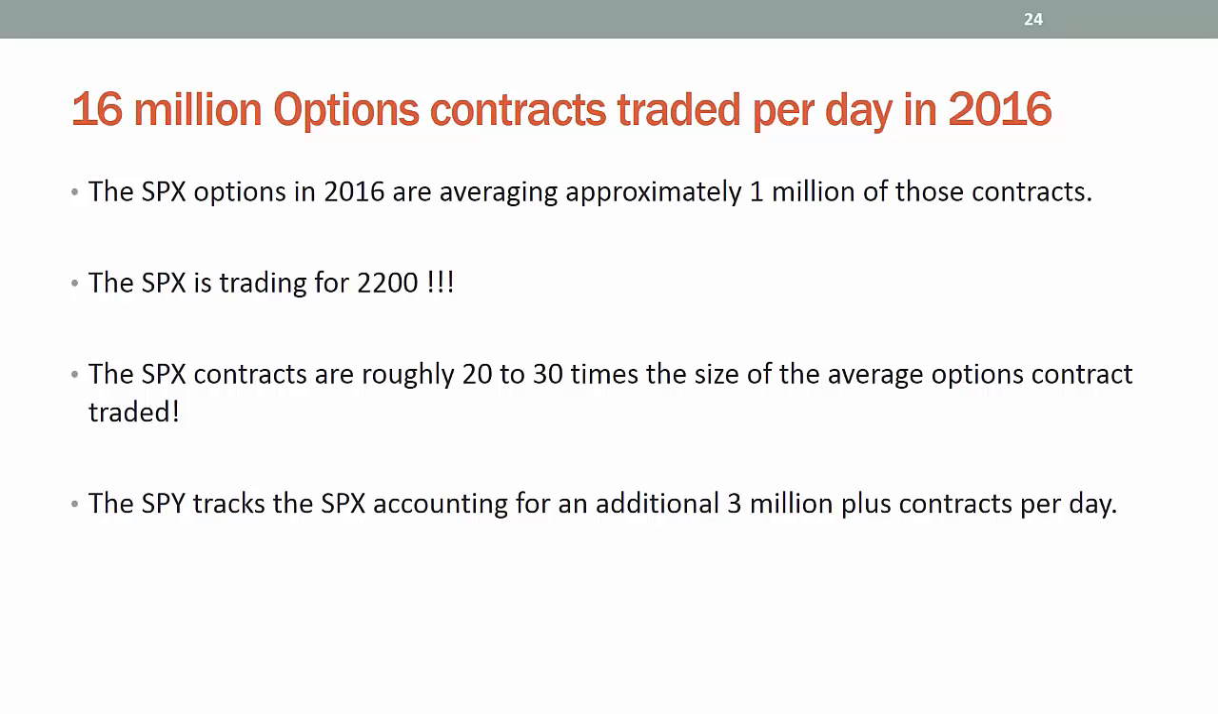And wait. The SPY tracks the SPX, accounting for an additional 3 million contracts plus per day. Are you guys with me? Okay? Again, by the way, don't look at the NDX because it's bad. The Spider tracks the SPX, and it's an additional 3 million contracts per day.